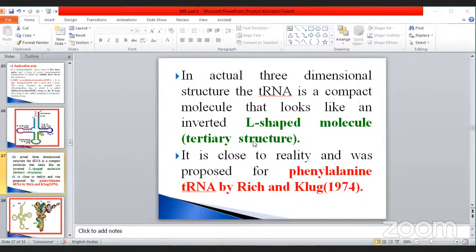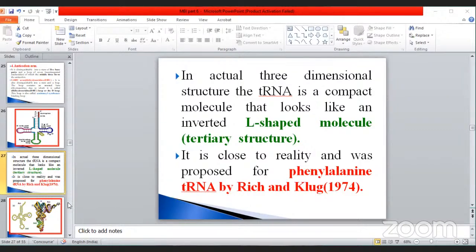Okay, don't forget, my dear students, tRNA looks like an L-shaped and also inverted L-shaped molecule. It comes under the heading known as tertiary structure. Okay, what is the next one? It is close to the reality and was proposed for phenylalanine tRNA by Rich and Glick in the year 1974. So this is the phenylalanine structure.